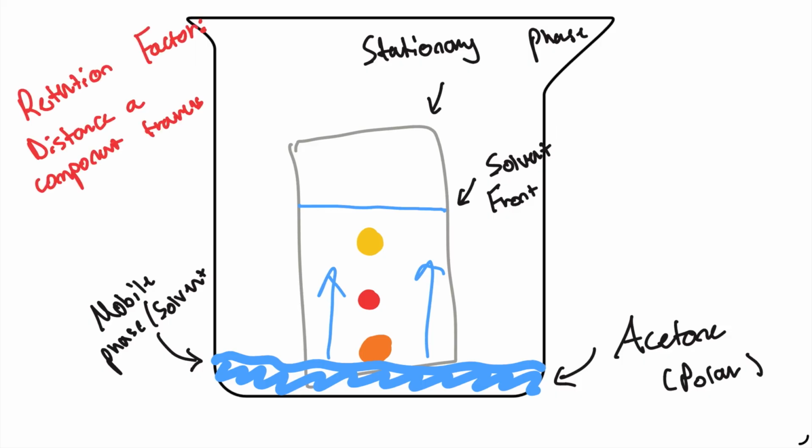And lastly, our retention factor is the distance traveled by one of our components. So that's either our PO or our yellow 5. And this is divided by the distance traveled by our solvent. So it's the ratio between the distance one of our colors is traveling, or one of our polar or nonpolar molecules is traveling, divided by the distance of our solvent front.